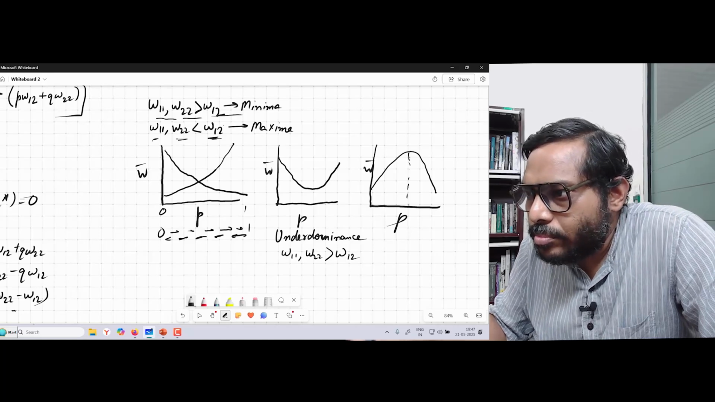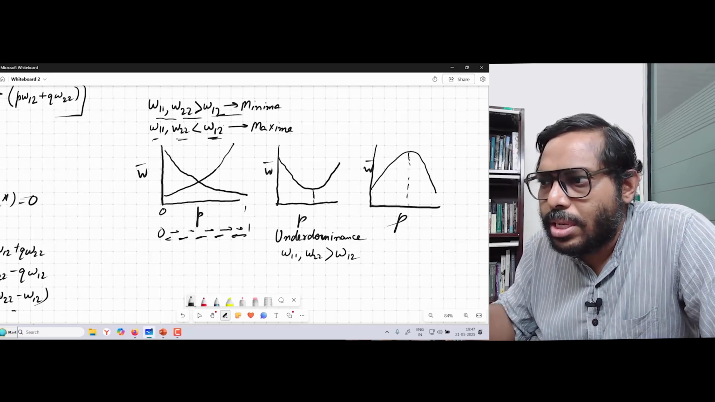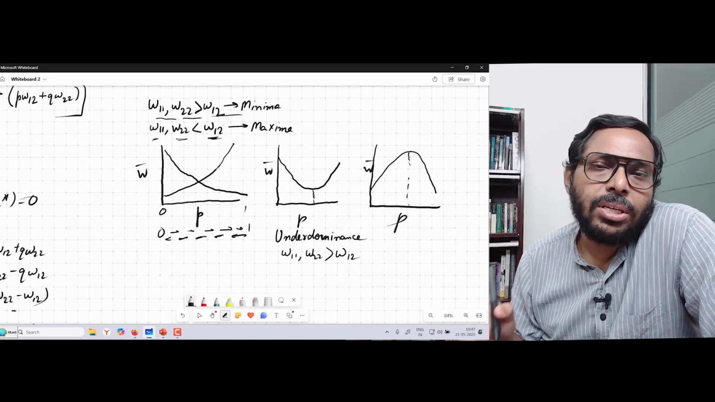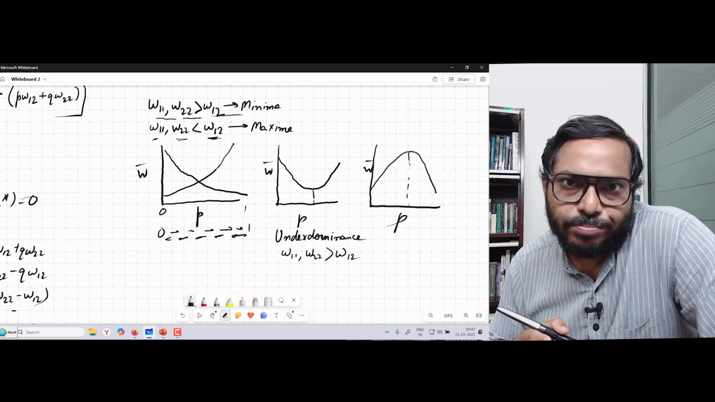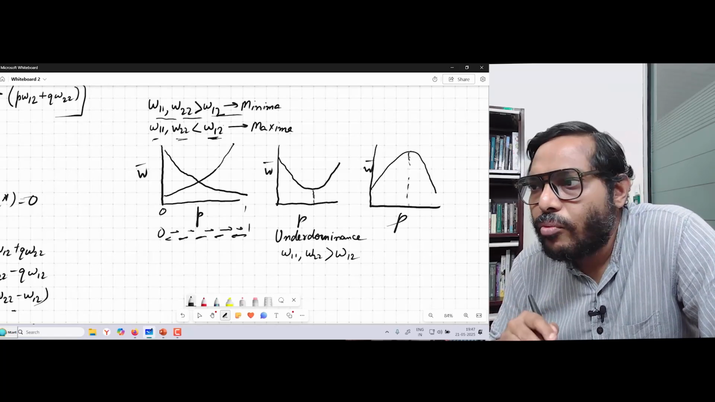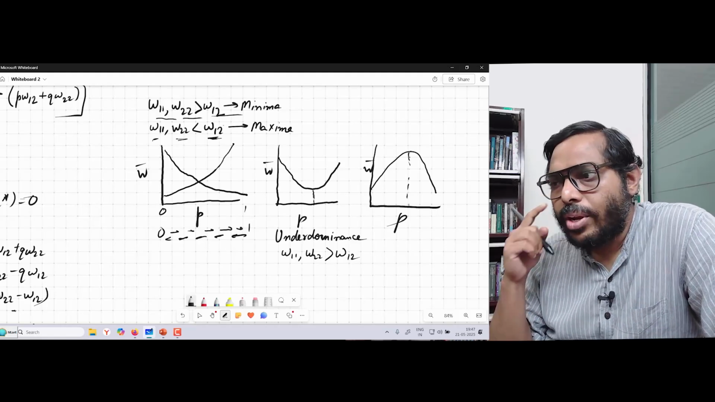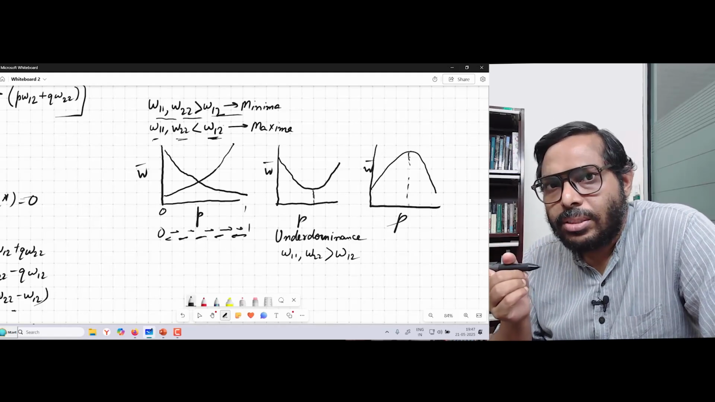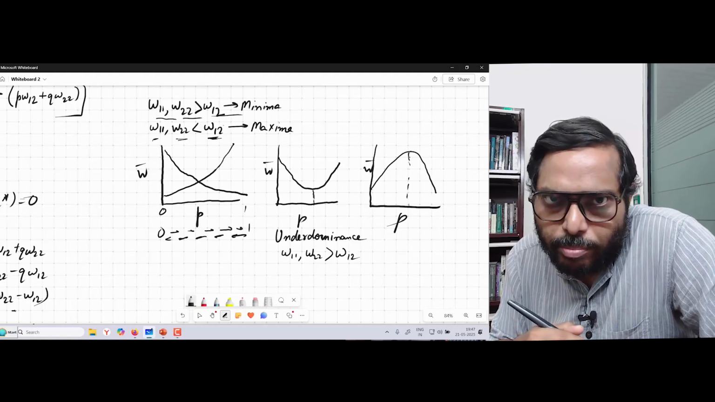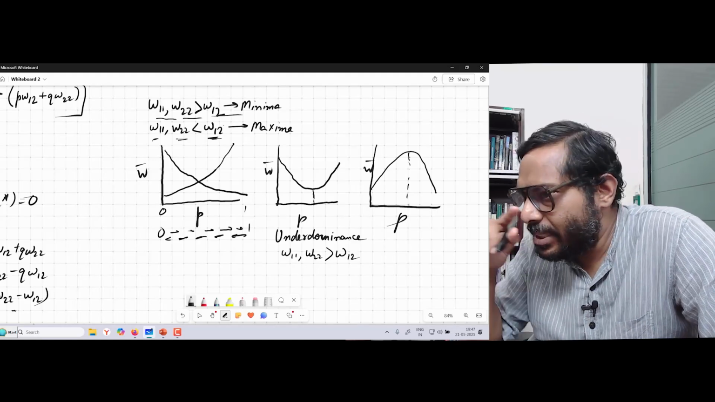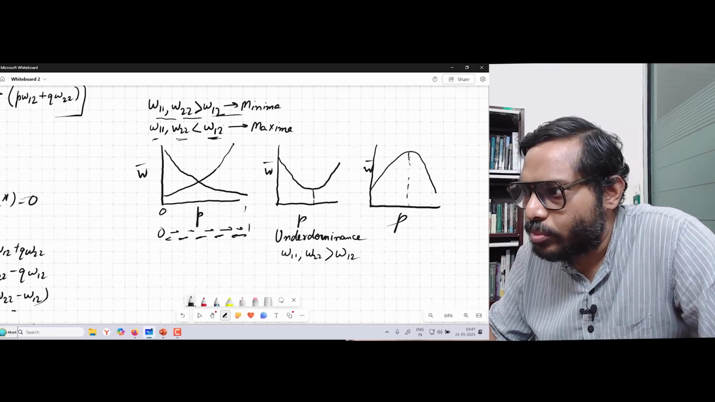Now, obviously these are the points at which dW bar/dp is equal to 0. In other words, these are the points at which p has stopped changing. These are equilibrium points. However, there is a qualitative difference between the nature of these two equilibrium points. Why is that so? Let us see. Let us first start with this one.